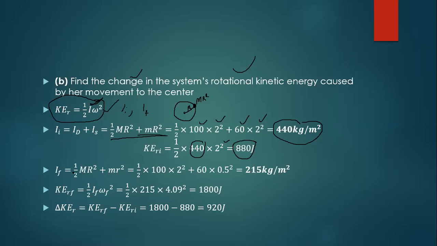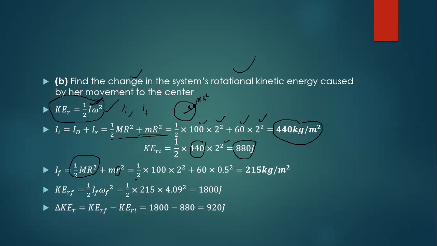Then we also need to find the final. Just like the way we found the initial moment of inertia, we also need to find the final moment of inertia, because the student moved closer to the center and the radius changed. So for the student we are using a smaller r. But for the disk, the merry-go-round, we have maintained its moment of inertia.